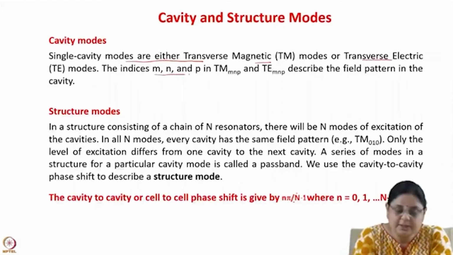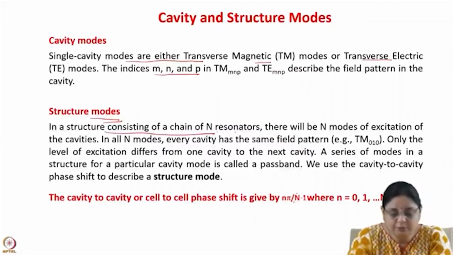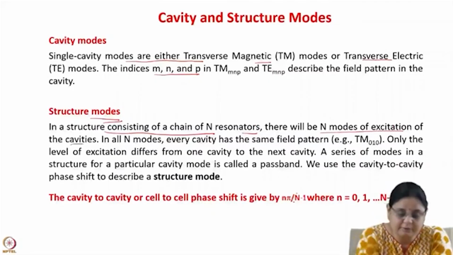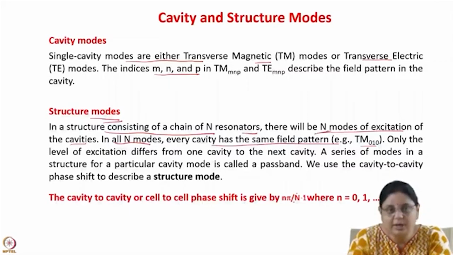And these indices M, N and P describe the field pattern in the cavity, as we have seen in the previous lecture. Now, because you are loading the cavity periodically, structure modes are also formed. So in a structure consisting of a chain of n resonators, let's say you have n cavities now coupled together, there will be n modes of excitation of the cavities. In all the n modes, every cavity has the same field pattern, for example, TM010. So each cavity mode basically splits into n modes.